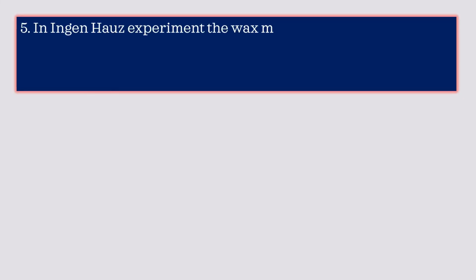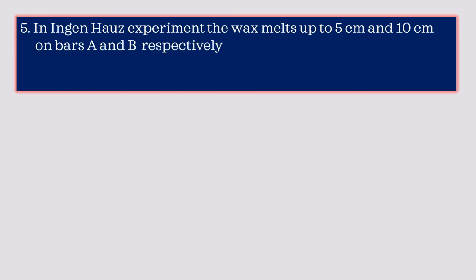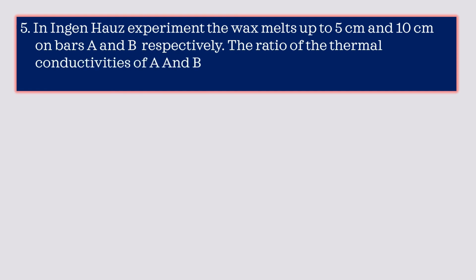In Ingen Hausz experiment, the wax melts up to 5 centimeter and 10 centimeters on bars A and B respectively. The ratio of the thermal conductivities of A and B is, here we have to calculate the ratio of thermal conductivities. Let us go to the solution.